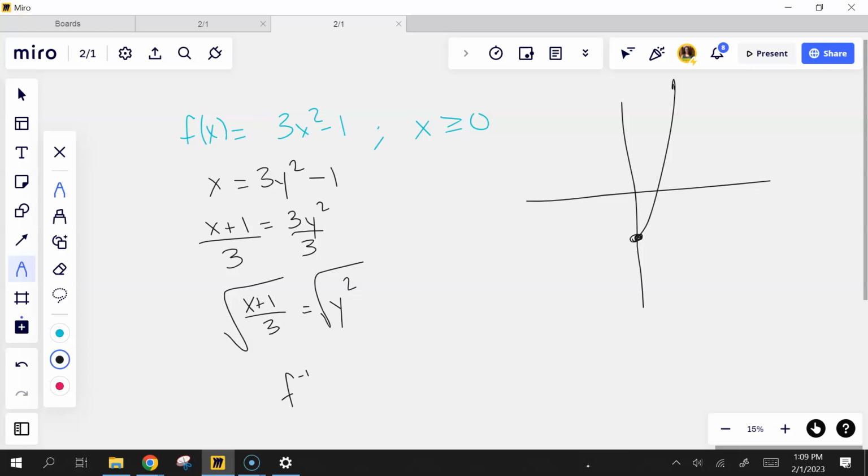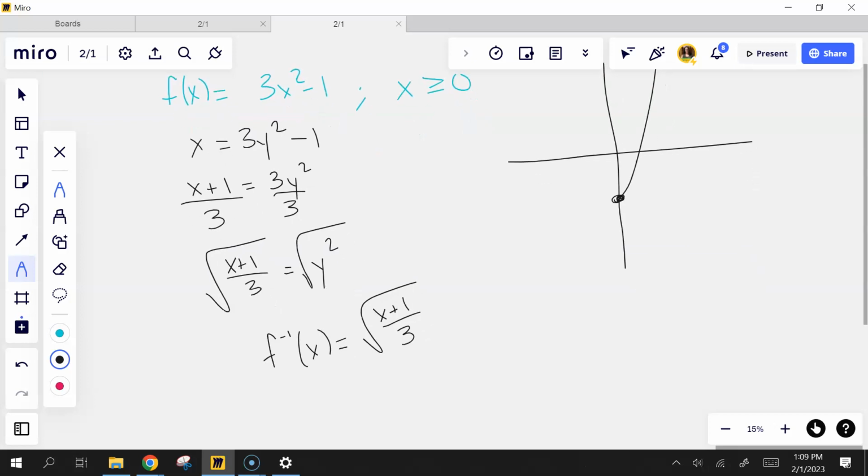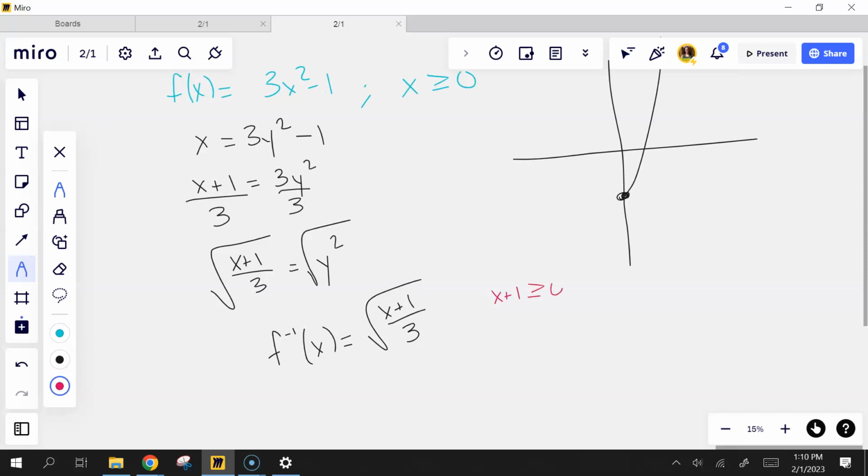So now my inverse is just... does that have any domain restrictions on it? Am I wrong? No, because I said can't have a negative in the radical. Got to be bigger than negative one. So the domain restriction of the inverse, negative one.